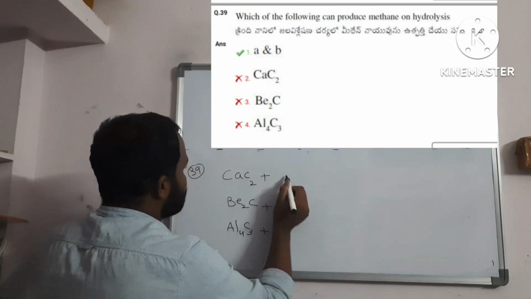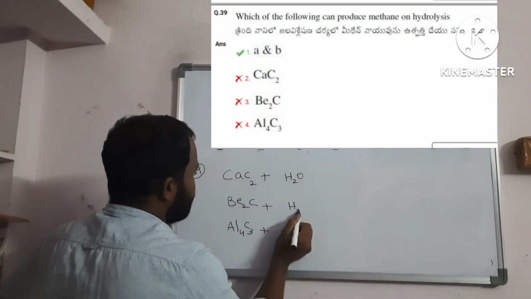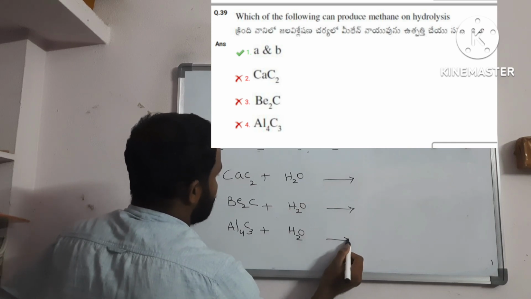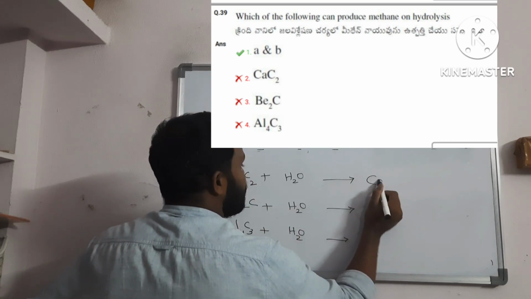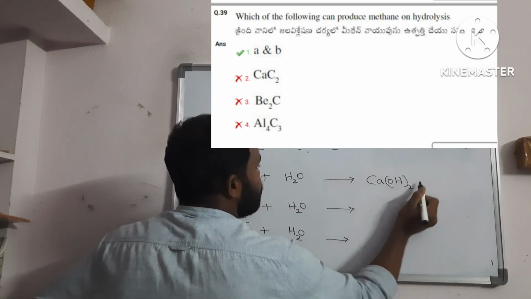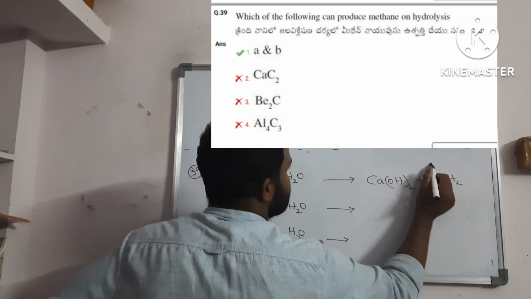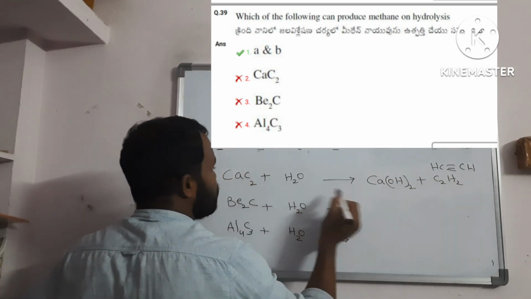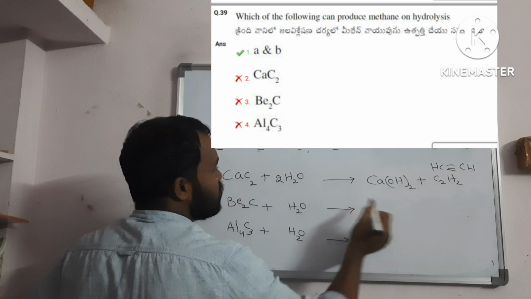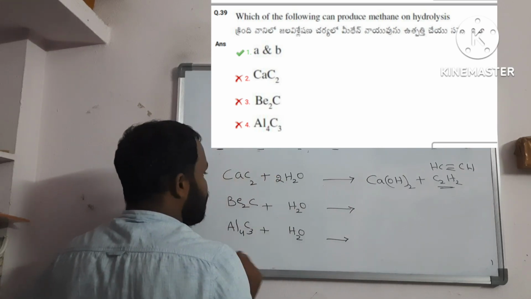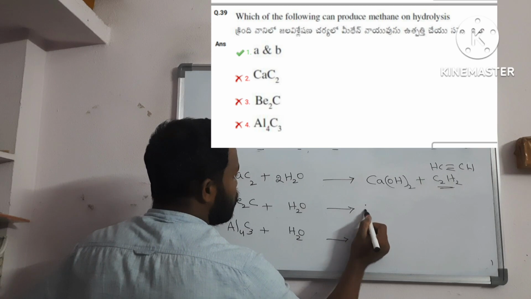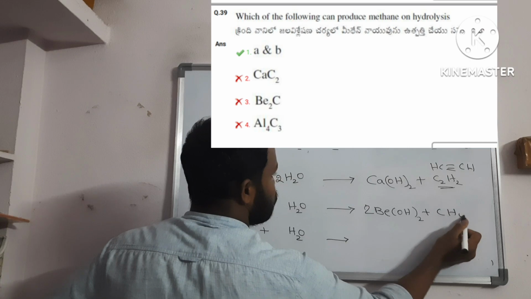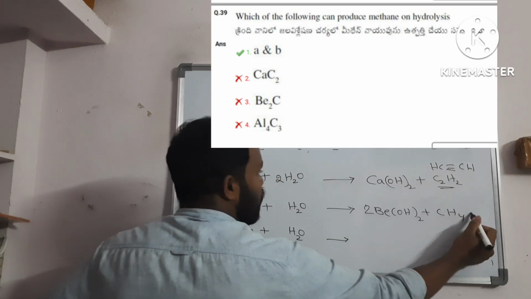All react with water upon hydrolysis, very important reactions for any competitive exam. Calcium carbide forms calcium hydroxide and acetylene, C2H2, or HC triple bond CH. So acetylene gas is released, and we have to take 2 moles here. For beryllium carbide with water, you will get 2 beryllium hydroxide plus CH4, methane. So already this is the correct option, methane.